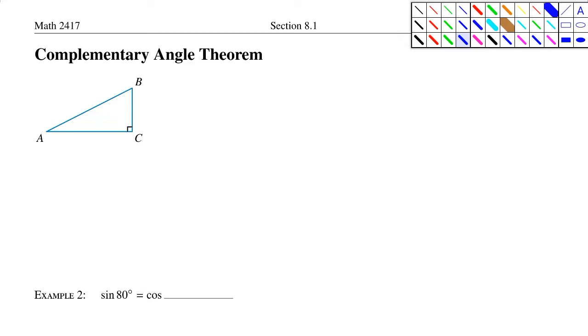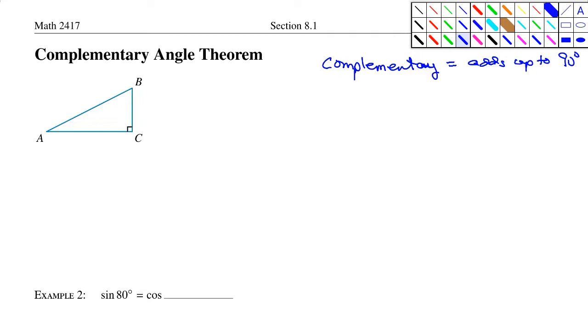Next up is the complementary angle theorem. First, let's recall what the word complementary means. Complementary means that it adds up to 90 degrees, and would be pi over 2 if you're doing this in radians, but usually we focus on degrees in this chapter.